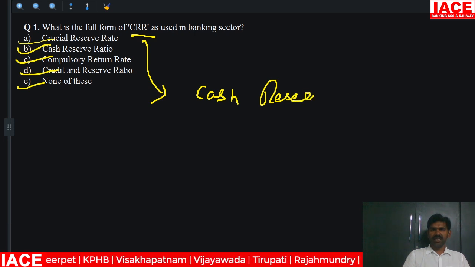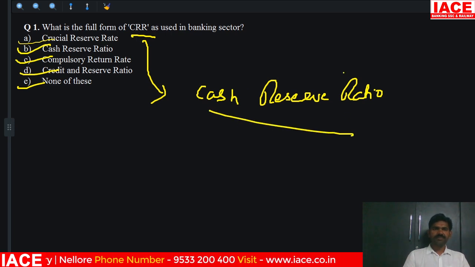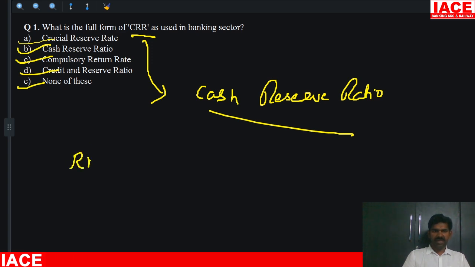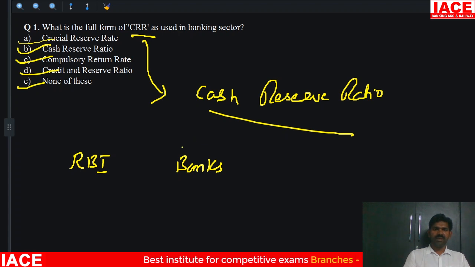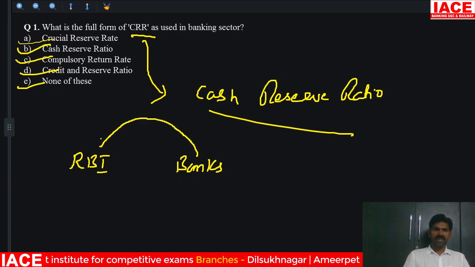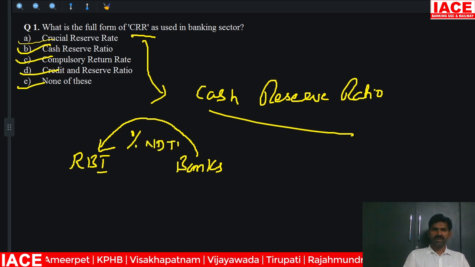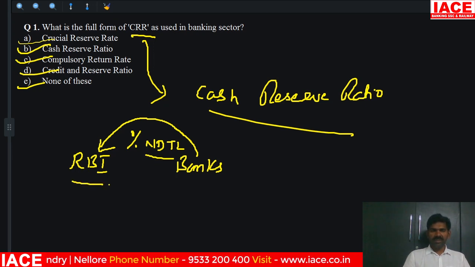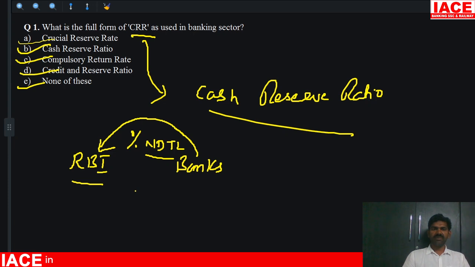What exactly is this cash reserve ratio? This is what we need to understand. Remember that in the banking system, we've got the Reserve Bank of India, which is the regulator of all the banks in the country. And we've got a lot of commercial banks. Now, it is a requirement that every commercial bank will have to deposit a certain percentage of NDTL. What does NDTL stand for? Net demand and time liabilities. With whom? With the Reserve Bank of India. So, how much of the NDTL is to be deposited with RBI? That is called the cash reserve ratio.